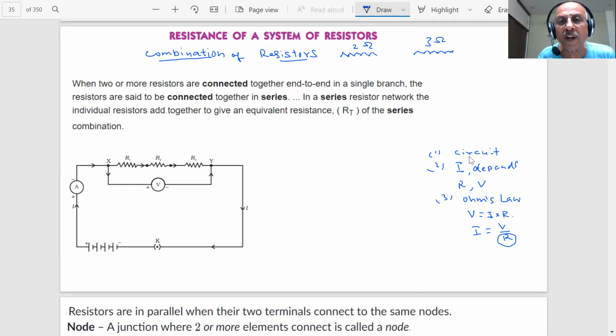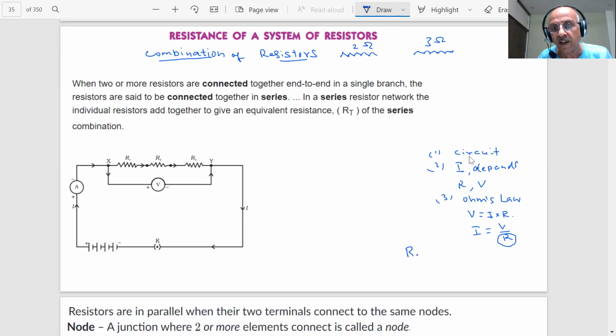We can combine resistances in two ways. The resistors can be connected in two ways. One is called the series connection. Second is called the parallel connection. We can combine these two resistances in two different ways, students, and the effective resistance will change. So we have two ways by which the resistors can be joined.